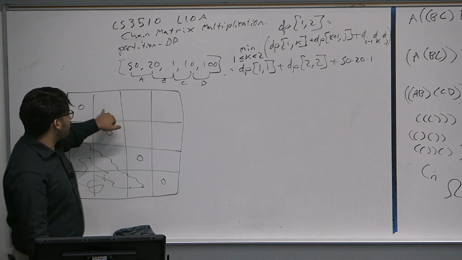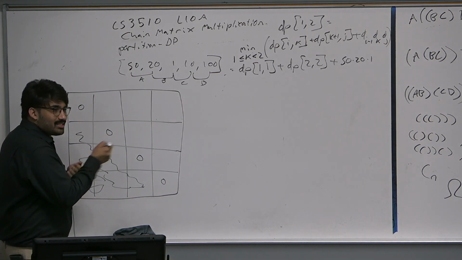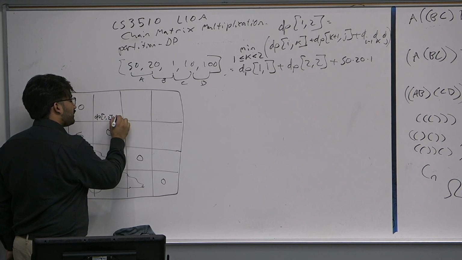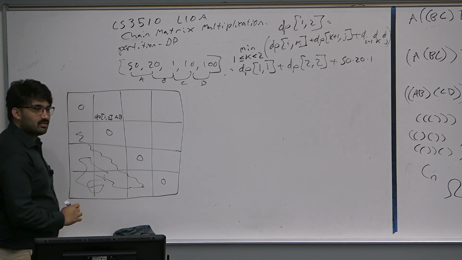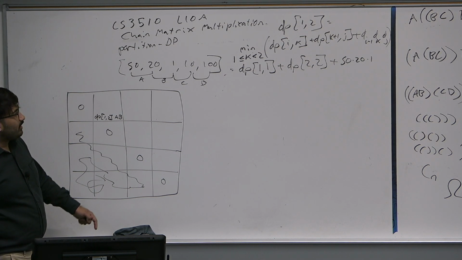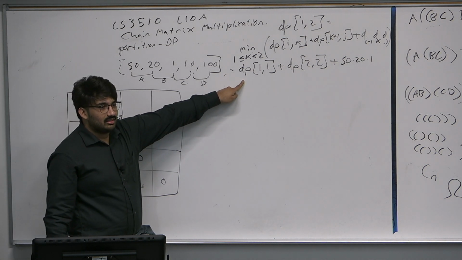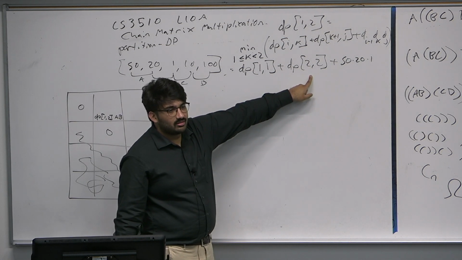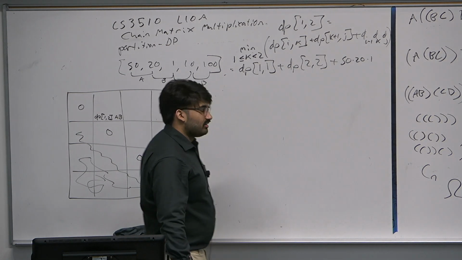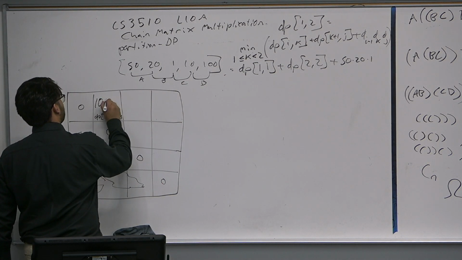Again, we want to compute dp of 1 comma 2. And what is that supposed to correspond to? That's supposed to correspond to AB for us. So the min cost to compute AB is of course just going to be the cost to compute AB. What is dp of 1 comma 1? What is dp of 2 comma 2? What is 20 times 50 times 1? So this is going to be 1,000. Okay.